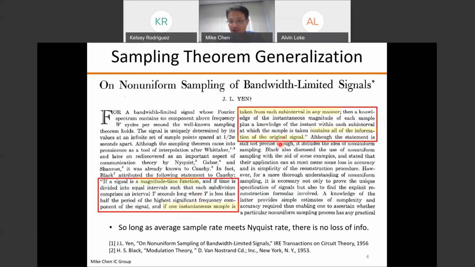So I translate that message: as long as the average sample rate still meets the Nyquist rate, meaning it's still more than twice the highest frequency component, there is no loss of information. This was the earliest message I could find, from 1956, where he cites a message from a book from 1953. Based on this message, we don't necessarily need to sample on a uniform time grid.